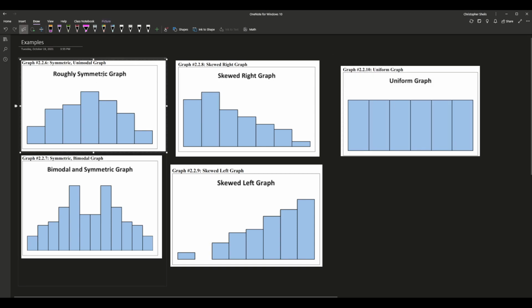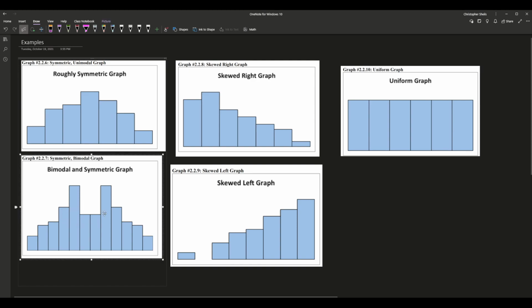So here in the top left, we have a roughly symmetric graph, right? The two halves are approximately mirror images of each other. Notice that it's not perfect, right? This bar is a little bit higher than this bar. And this bar over here on the left looks a little bit higher than this bar over here on the right, right? It's not exactly perfect, but we would say that this is roughly symmetric. So typically we would refer to a graph like this as being symmetric.